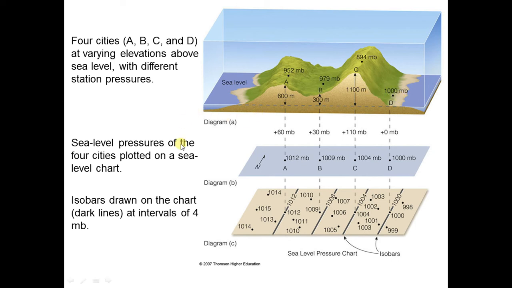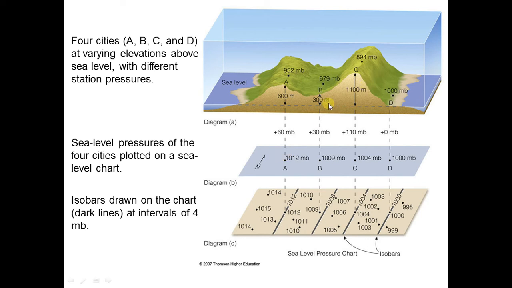Now, the middle diagram, B, shows how the sea level pressures are plotted after they've been corrected. Near the surface, atmospheric pressure decreases on average by about 10 millibars for every 100 meter or 330 feet rise in elevation. So here's the rule. For every 100 meters above sea level, add 10 millibars. How high is city A? 600 meters. A 100 meter increase in height would lead to a 10 millibar decrease in pressure. So because city A is at 600 meters above sea level, you have to add 60 millibars, 600 divided by 100, to find what its pressure would be if it was at sea level. 952 plus 60, 1012 millibars.